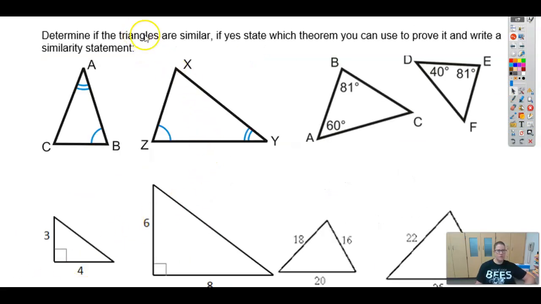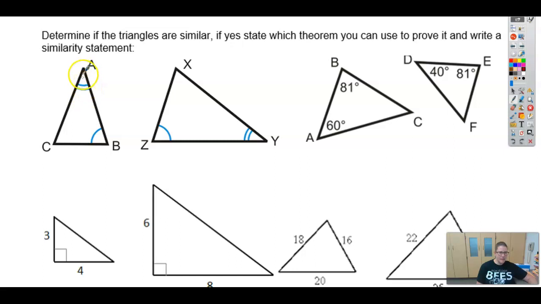So we're to determine if these triangles are similar. This is four different examples. These two are together, these two, and these two, and these two. First of all, we need to determine if they're similar. Then we're going to write a similarity statement and say which theorem we used.